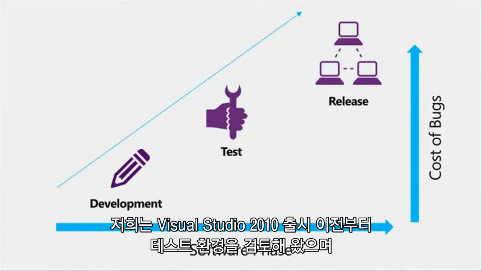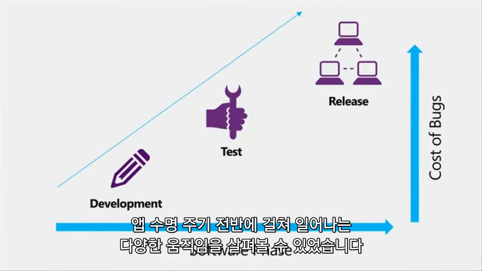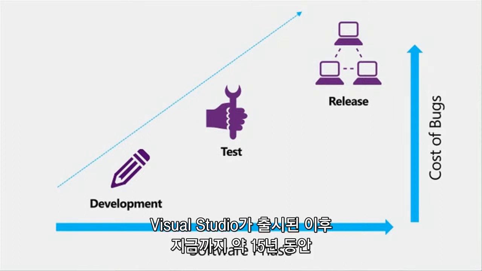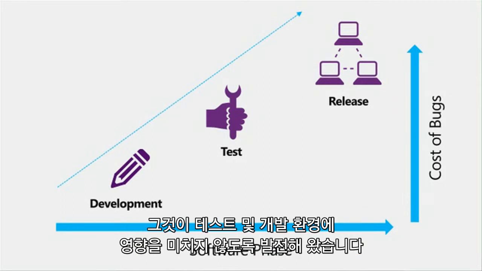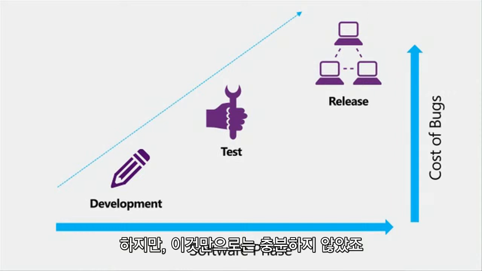Prior to the Visual Studio 2010 release, we took a look at the testing landscape and the types of activities that happen during the test lifecycle. Now, Visual Studio for the last 15 years or so has been really focused on helping developers catch bugs as early as possible before they start to creep out into test and production environments. But we know that oftentimes that's not good enough.